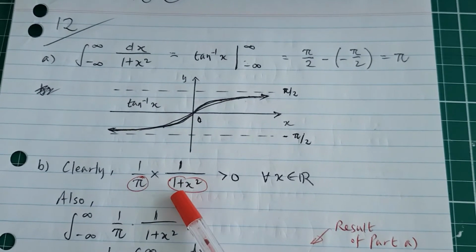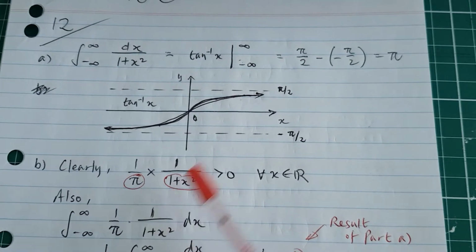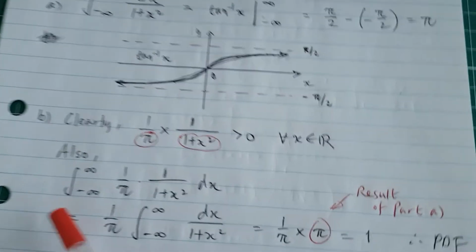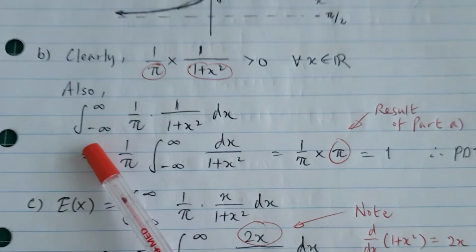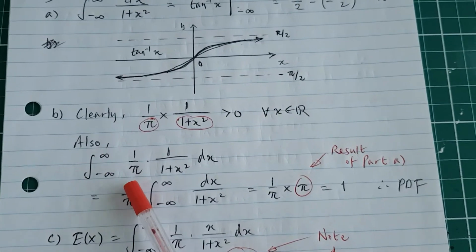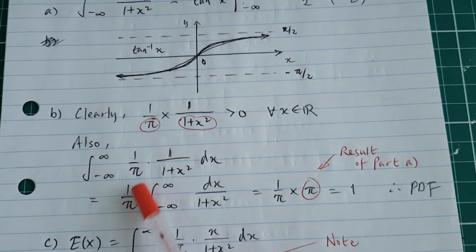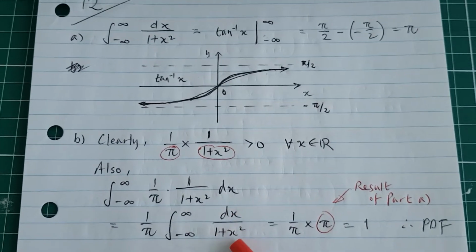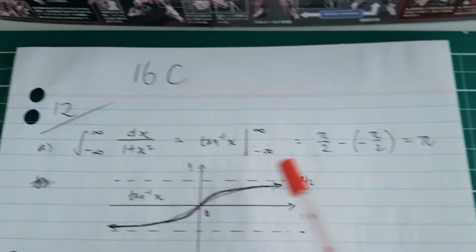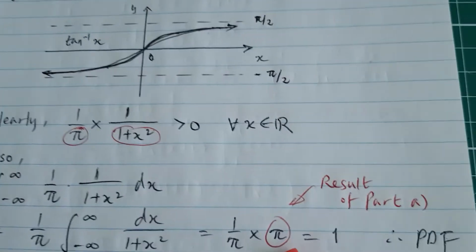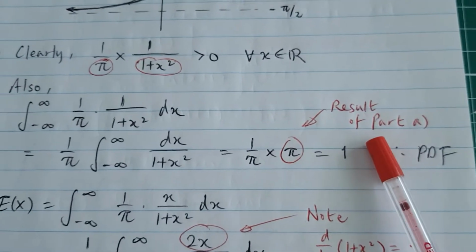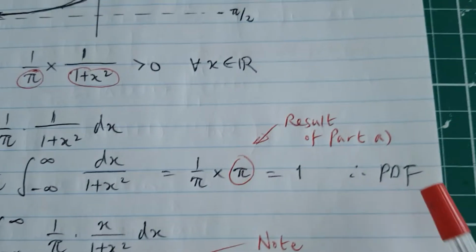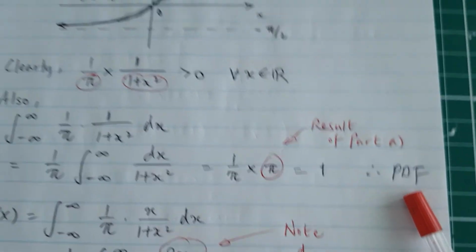Because it's squared, and then you add the ones, it makes it even more positive. So the reciprocal of it is still positive, so multiply them, you get positive. So that's that one. Now the definite integral from negative infinity to infinity is that one. You can take 1 on pi out, and remember from part A that this is equal to pi. So that's my little justification there. Okay, from part A. So hence that's 1. Hence this is a PDF.